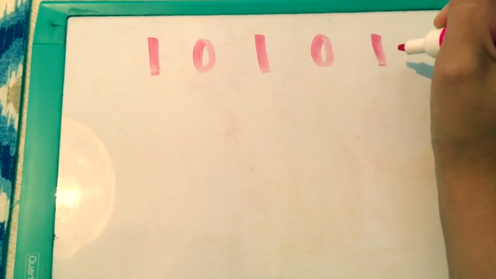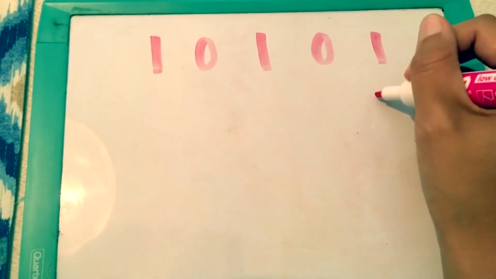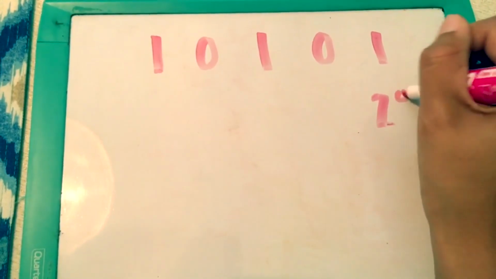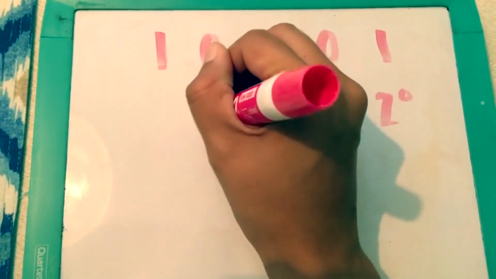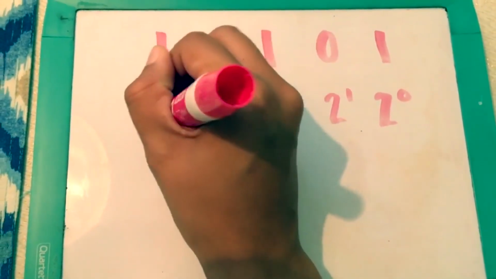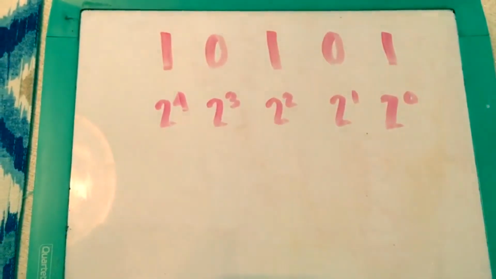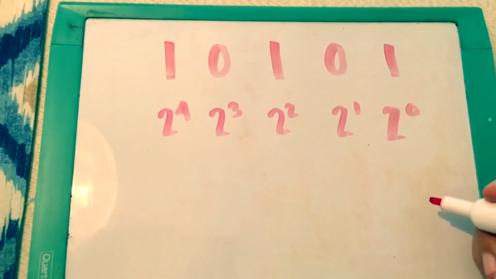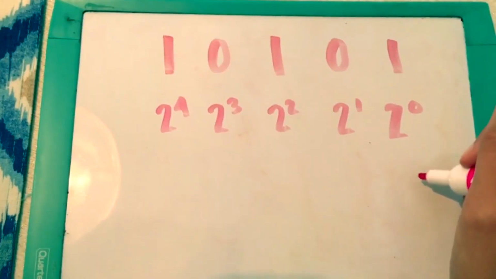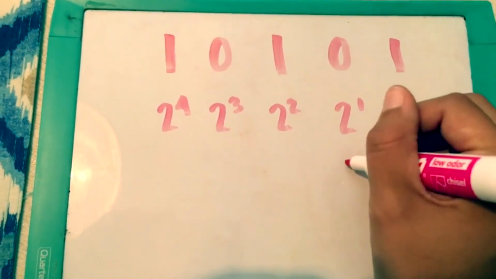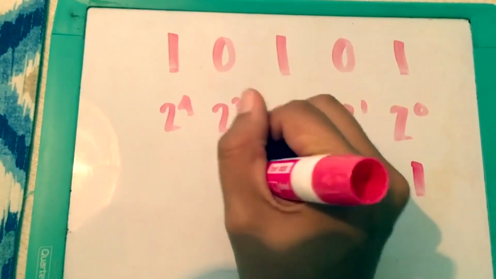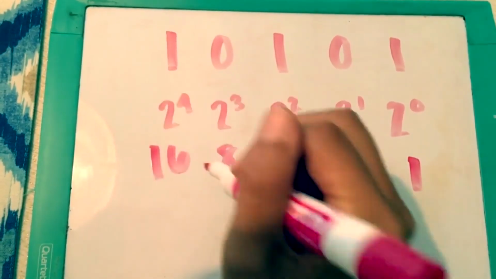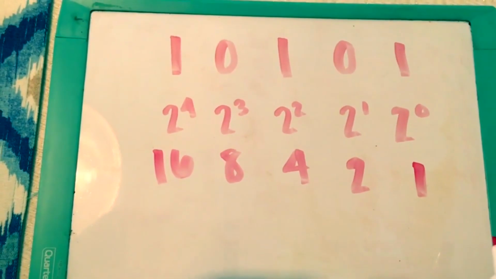10101. If you don't already know your powers of 2, you should go ahead and start writing 2 to the 0, 2 to the 1, 2 to the 2, and so on under each value in the binary form, starting from the right side. Then you go 2 to the 0 equals 1, 2 to the 1 equals 2, 2 to the 2 equals 4, 2 to the 3 is 8, 2 to the 4th is 16.